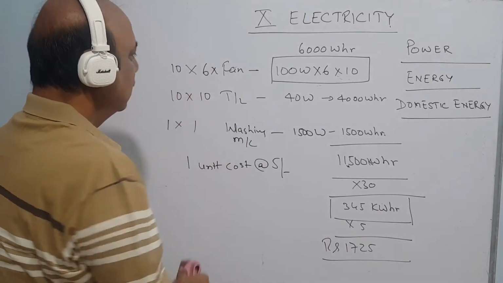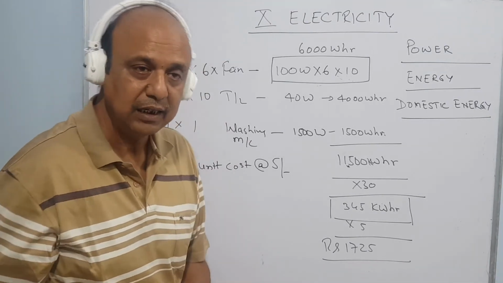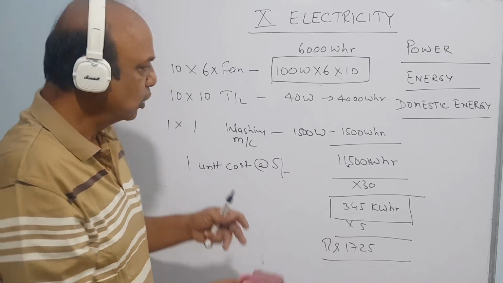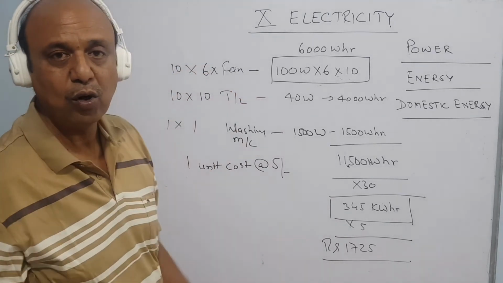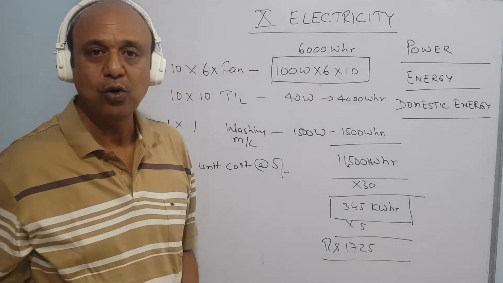I have taken 10 fans, maybe there are only 4 fans. There is an AC which runs for maybe 2 hours. So the data will vary from house to house, and accordingly the bill will vary from house to house.